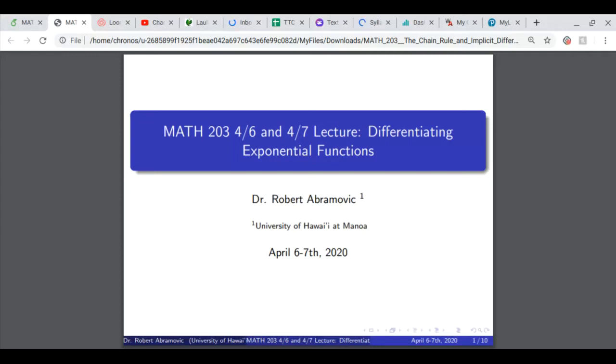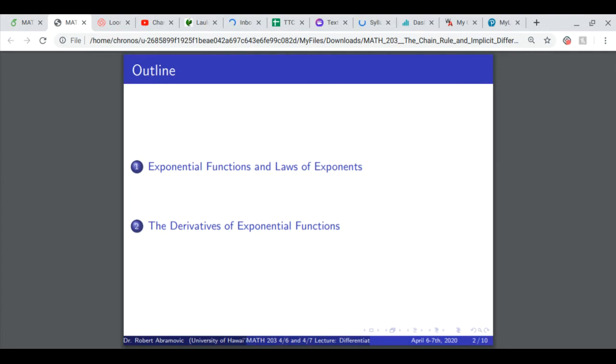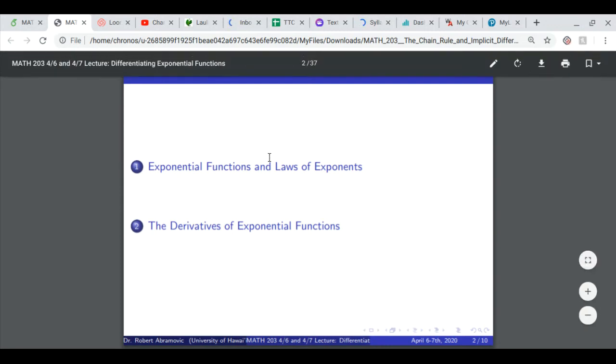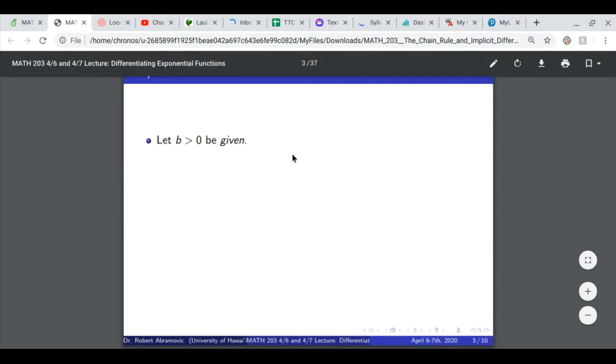Everyone, welcome to the April 6th and April 7th lecture for Math 302, Differentiating Exponential Functions. Today we're going to discuss exponential functions and the laws of exponents, as well as the derivatives of exponential functions. So the laws of exponents should be somewhat reviewed for you. We'll begin by defining an exponential function.